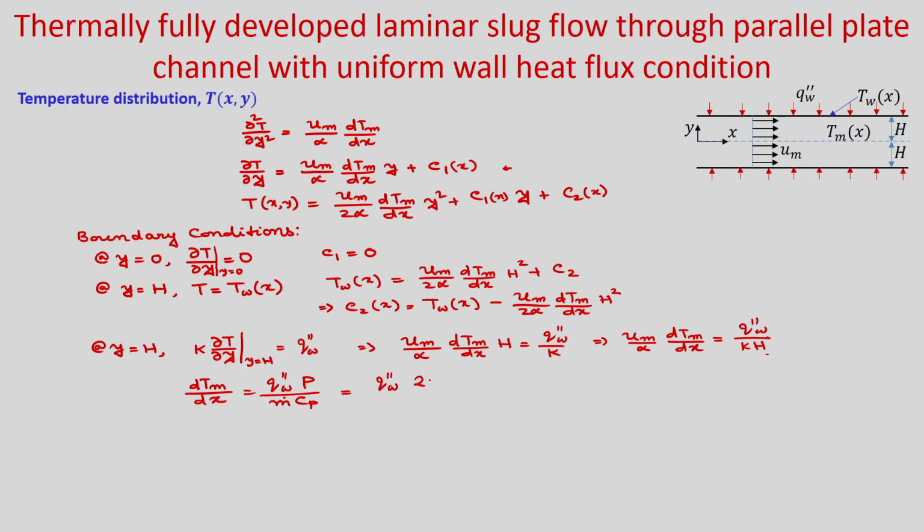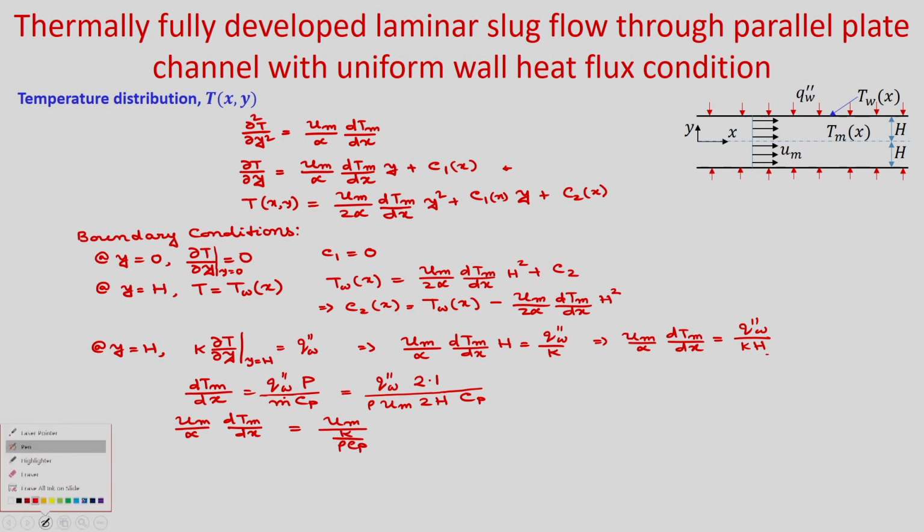So, I am writing just 2 into 1, per unit width, and m dot is rho u m, and the area, as I told, is 2 h into per unit width into C p. Now if you see this term u m by alpha dTm by dx, it will be u m, alpha is k by rho C p, dTm by dx, and this 2 will get cancelled.